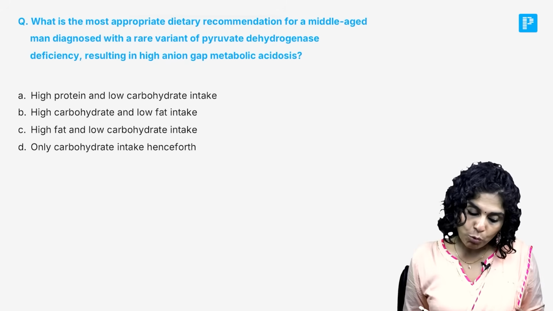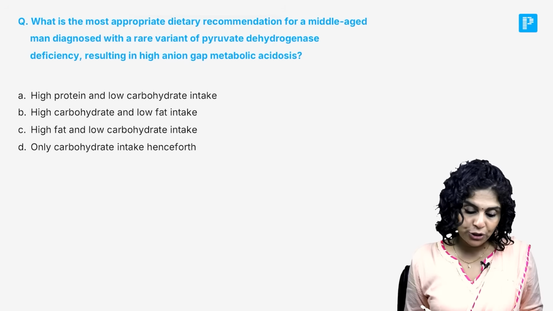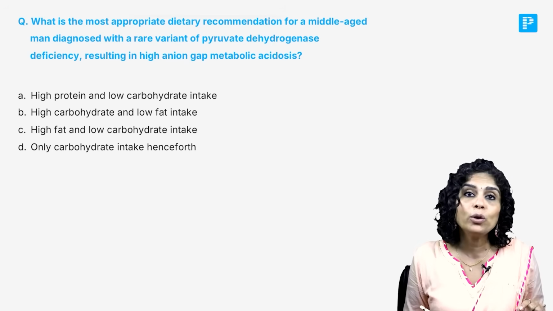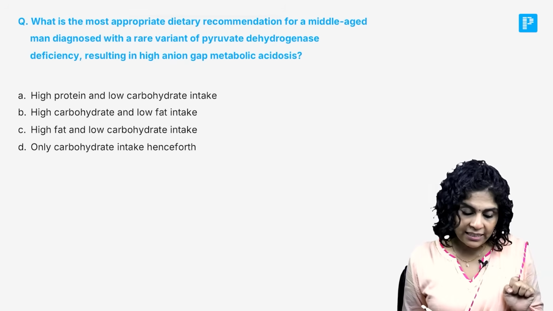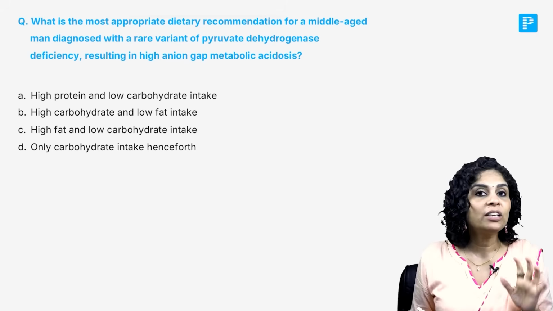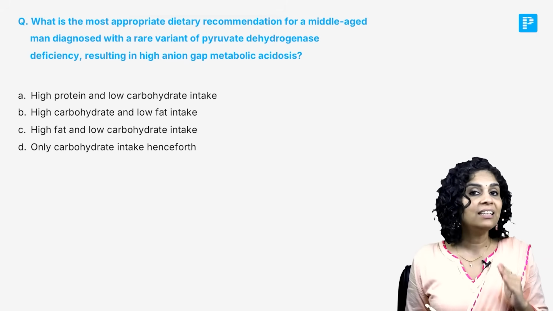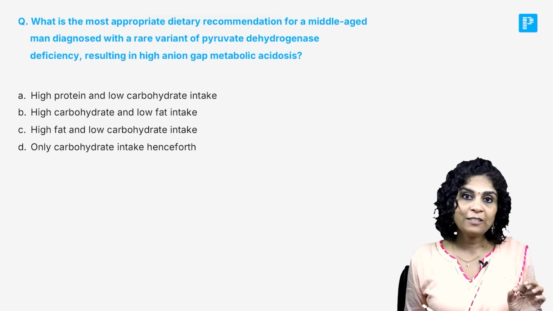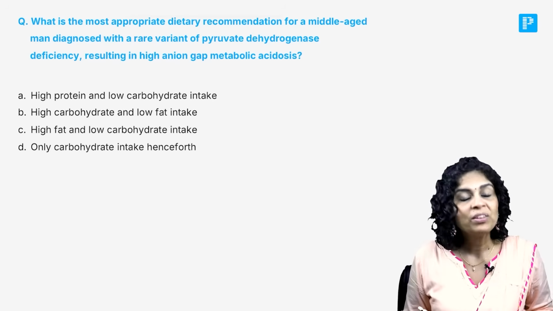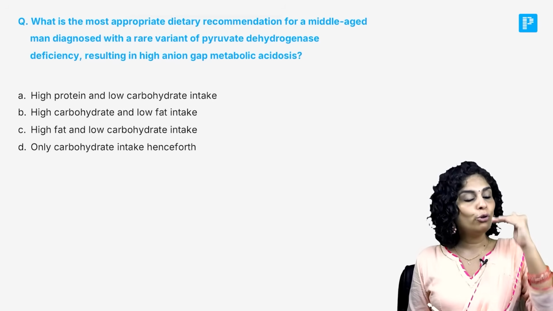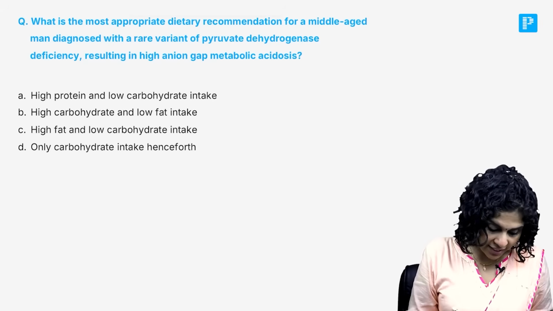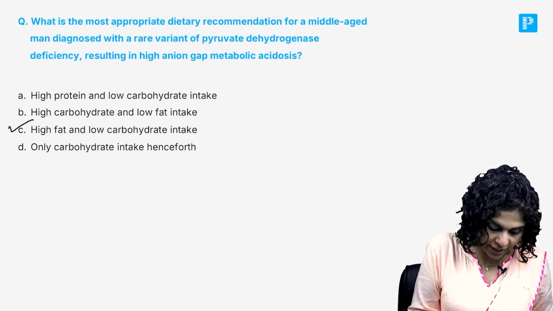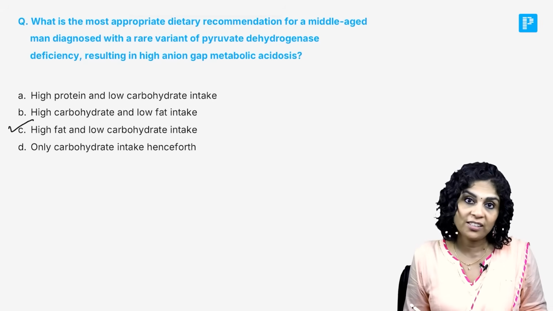Okay. What is the most appropriate dietary recommendation for a middle-aged man diagnosed with a rare variant of pyruvate dehydrogenase deficiency, resulting in high anion gap metabolic acidosis? What is the dietary recommendation? I'll tell you the answer first and then I'll explain this to you. The person has to be given a low carbohydrate, high fat diet. So what is the right answer here? Low carbohydrate, high fat diet, which is choice C.